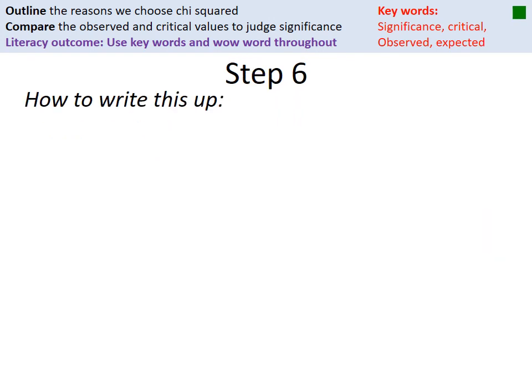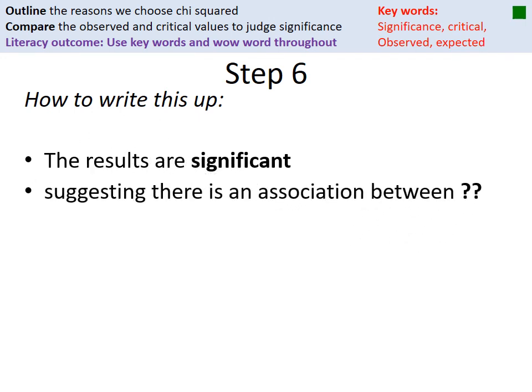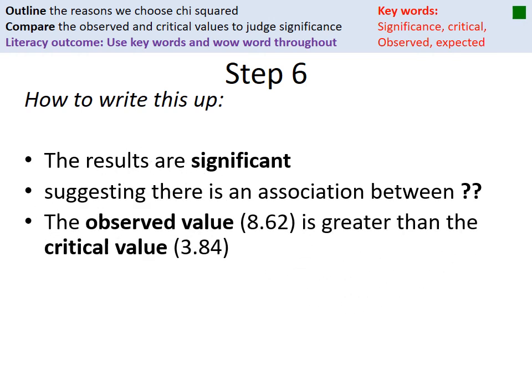Now, how do you write this up? Because they often ask you to do this in an exam. We would say our results are significant, suggesting there is an association between gender and whether they find reality TV interesting or not. Because our observed value, and we always state the number in brackets, is greater than the critical value, and we state the number in brackets, at the level of P is less than 0.05 for a two-tailed hypothesis where the degrees of freedom were 1. So it's a lot of information to put in, but you must make sure that you remember it all.